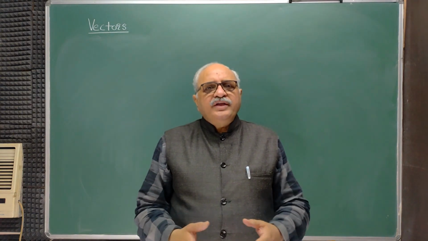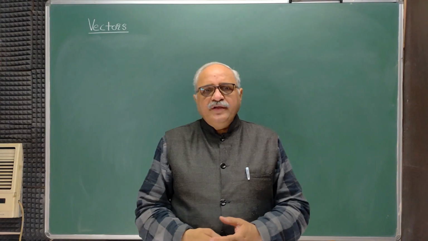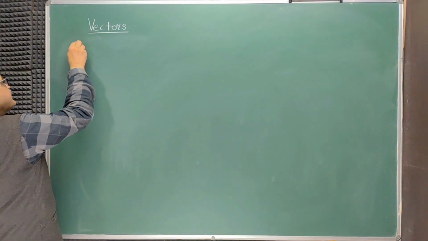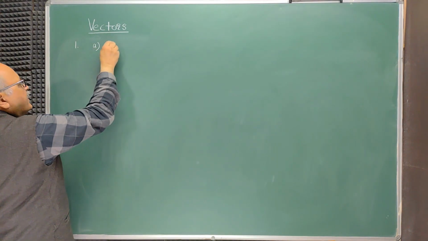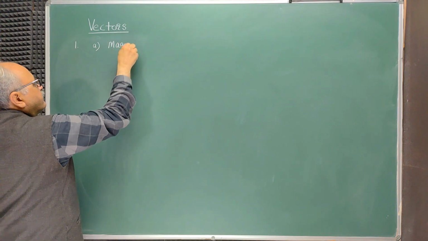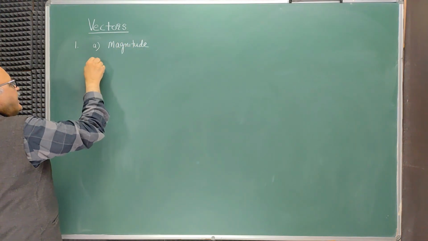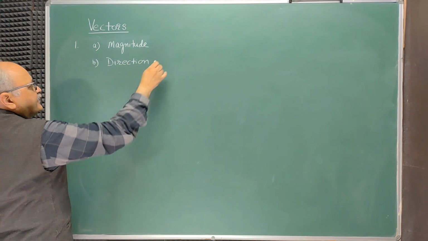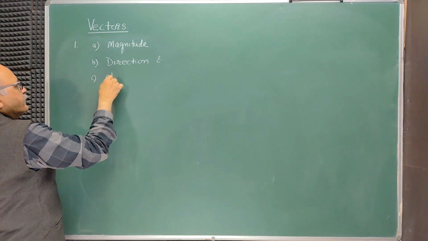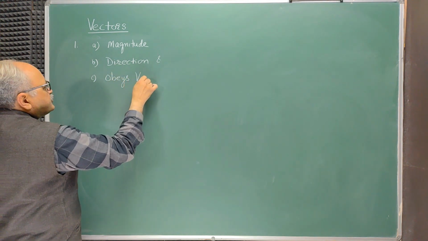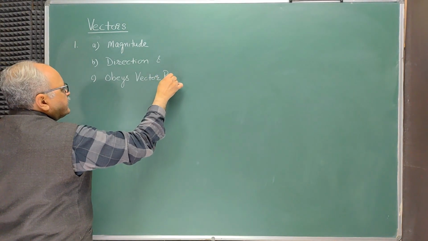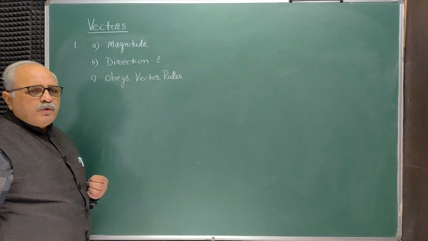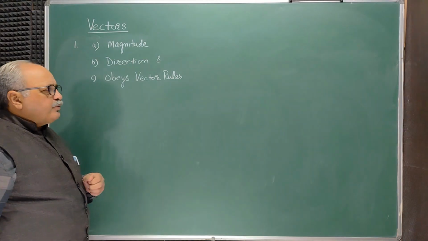Now, which physical quantity is a vector quantity? A quantity which possesses, number one, a definite magnitude, an appropriate direction, and obeys vector rules. If these three important properties are there in a physical quantity, we call it a vector quantity.